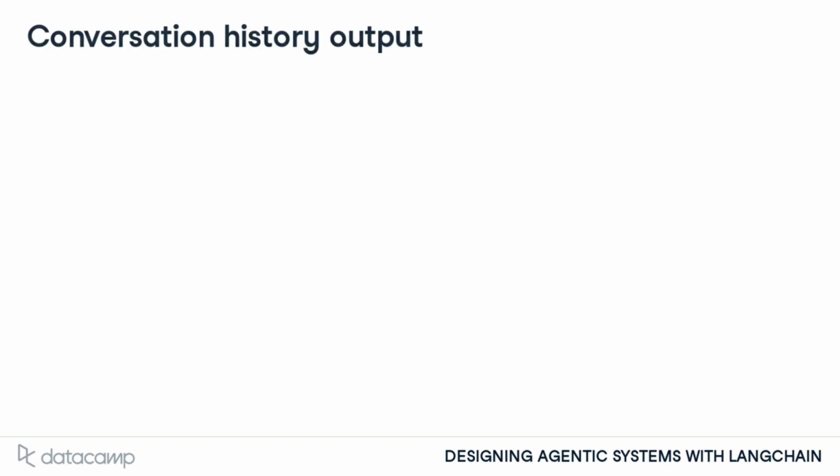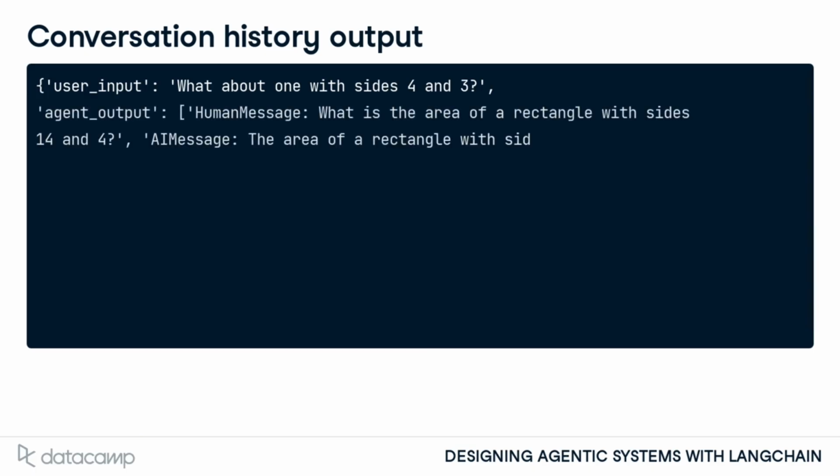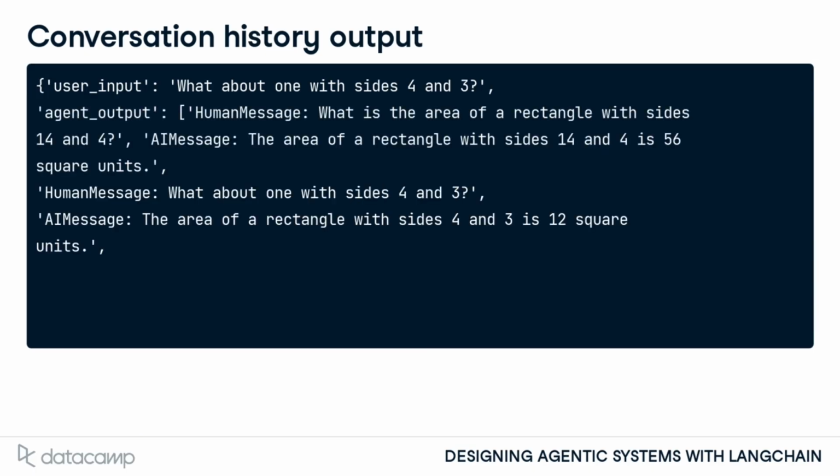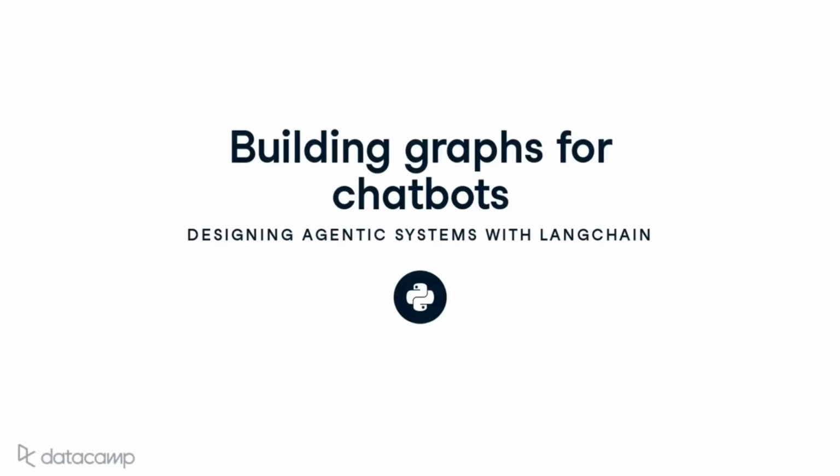Let's see if we can produce the elements we need. We have our new query labeled user input. Then we have our agent output listing the full conversation with labeled human and AI messages. When we ask the agent to list the last message, we have our most recent query and answer. Everything is in good shape.